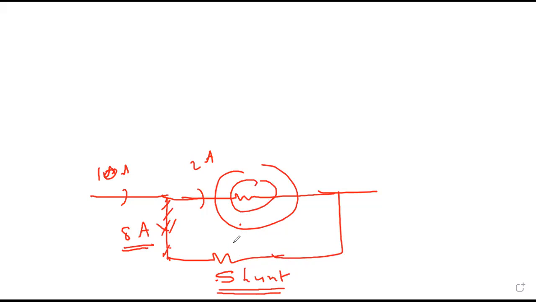So shunt gives us two ideas. One, it reduces resistance. Second, it diverts the extra current from its path. So we wrote that an ammeter is connected in series to measure current.